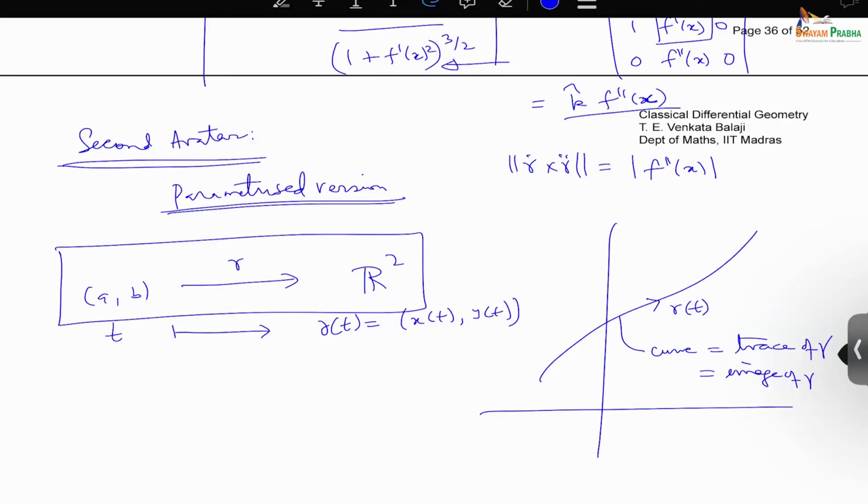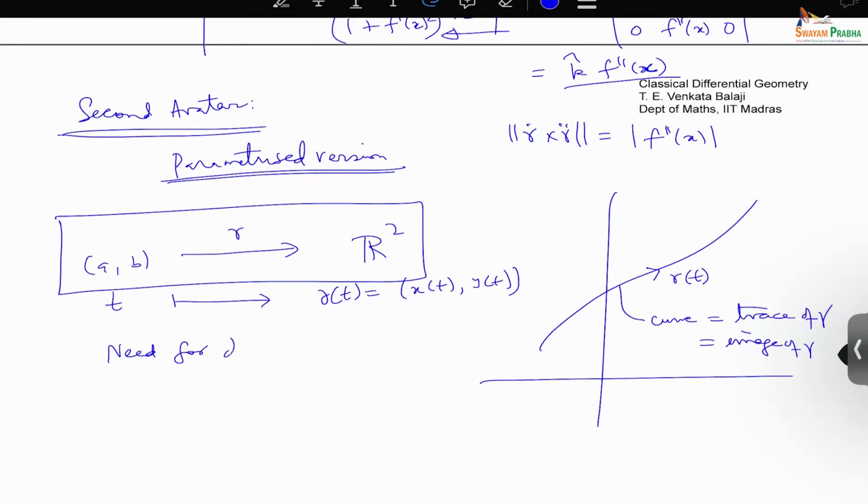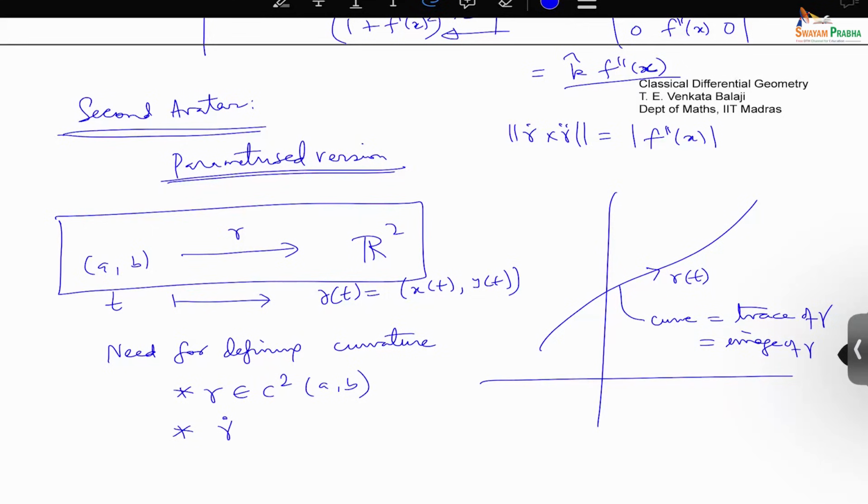Okay, and in this avatar, of course, we have already made the derivation. You need gamma to be second continuously differentiable, and you need that gamma dot never vanishes. So, for defining curvature, we need that gamma is C2 in AB. This is the same as second continuously differentiable. That means both x t and y t should be twice differentiable in t, and the second derivatives x double dot t, y double dot t must be continuous. The other important condition is that gamma dot never vanishes.